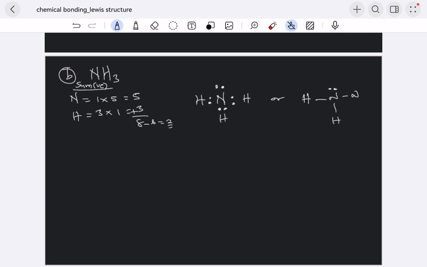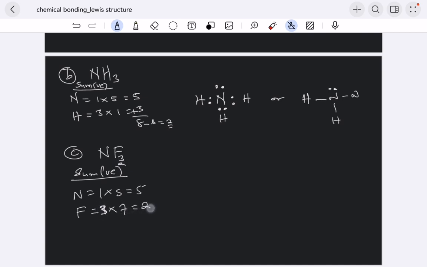Let's look at another example. C, in a case where we're given NF3. So the sum of valence electrons: nitrogen will be 1 by 5, giving us 5. Fluorine will be 1 by 3, so we have 3 by 7, giving us 21. The total will give us 26 valence electrons.